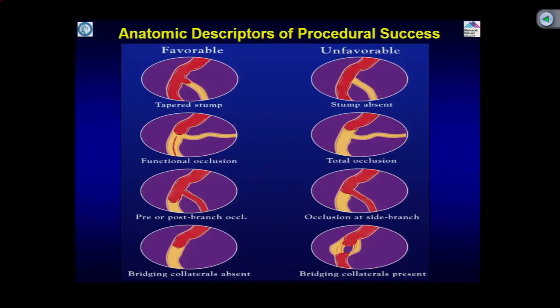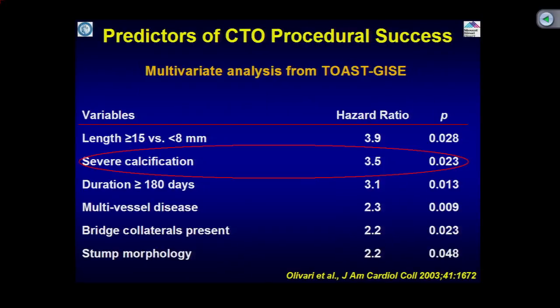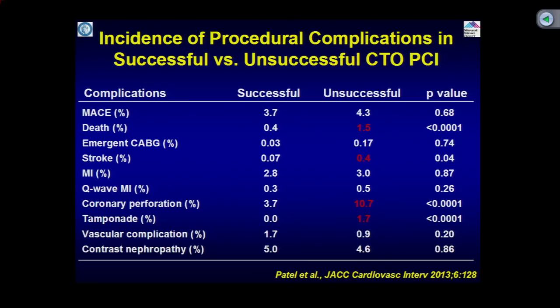Now, a lot has been written about favorable and unfavorable anatomy, with the stump, total occlusion site, branch and collaterals, bridge. But clearly in the current era, I would say it is severe calcification, because many of these unfavorable morphologies can be taken care of by the retrograde approach. It is supported by the multivariate analysis of the J-CTO score, about CTO procedural success, where severe calcification has a very high hazard ratio compared to others. Now, we also know that if you are successful, your complications go down. You have lower death rate, lower MI, lower perforations and tamponade, and of course, unsuccessful cases have higher rates of these complications. So clearly, once you attempt the CTO, success is the key.